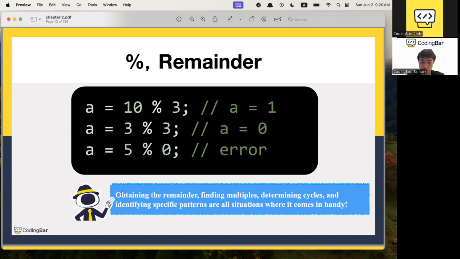So what is remainder useful for? Remainder is useful for finding multiples, determining cycles and identifying specific patterns. And I think you will touch more on it in our assignments or in our homeworks.